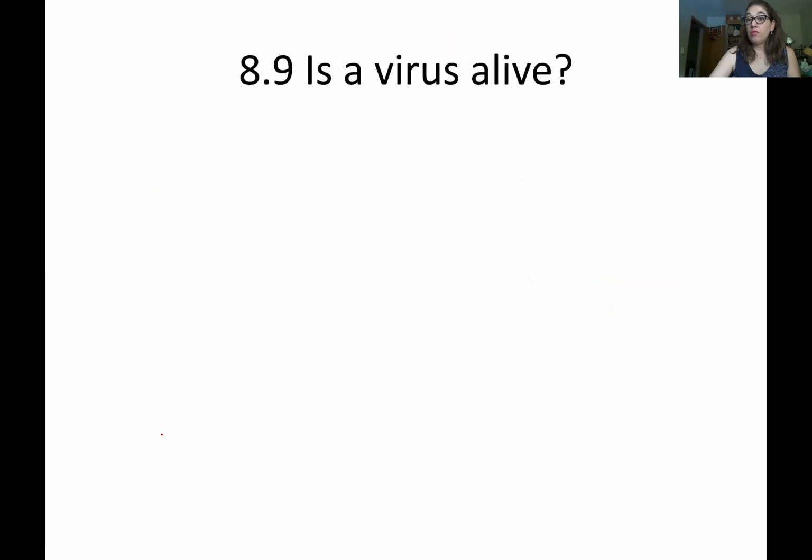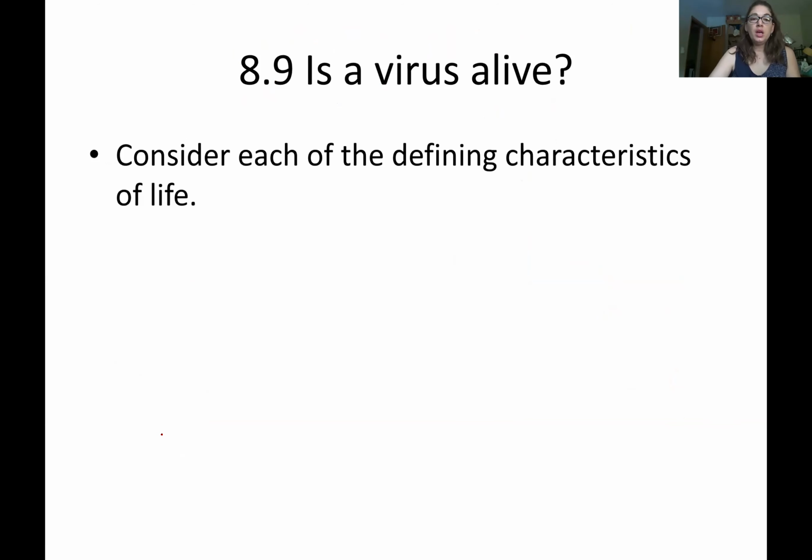Okay, viruses. This is particularly relevant to us today as we're dealing with the coronavirus. So the question, which we've asked before, is: is a virus alive? That was the very first chapter. William, do you remember? Is a virus alive? No. Do you remember any reasons why? I don't remember. That's okay. That's totally okay, because I'll tell you.